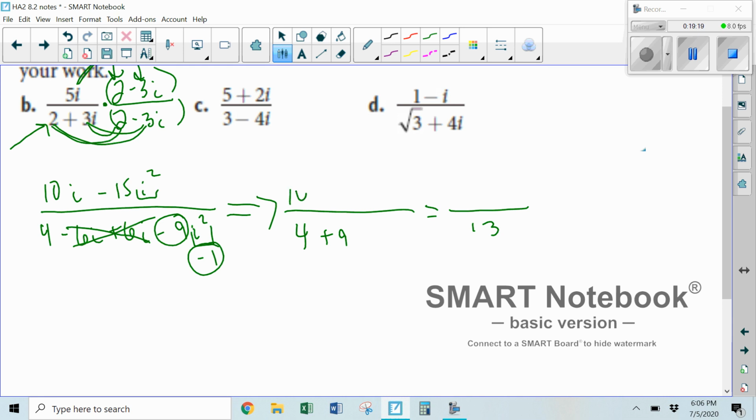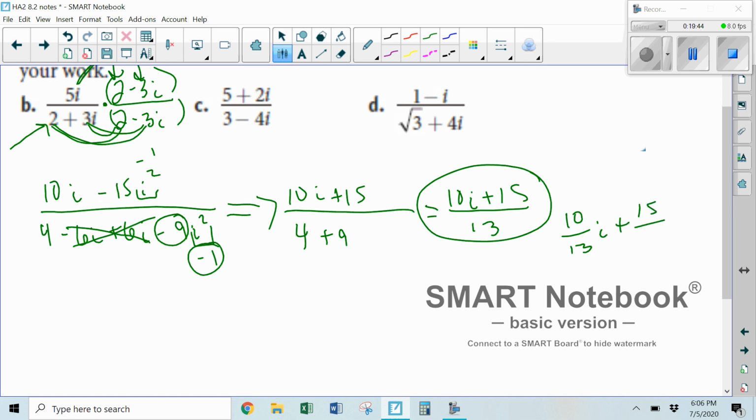So I have 10i that can't be simplified. I squared is negative 1, negative 15 times negative 1 is positive 15. So I have 10i plus 15. This is my answer. Sometimes we prefer to write it as the real part and the imaginary part. So you might see it often written as 10 over 13i plus 15 over 13. That way the real part is separate from the imaginary part. But I would accept this answer also.